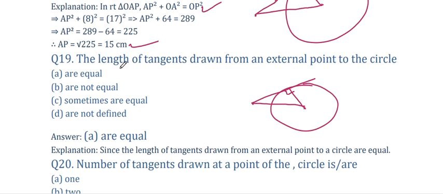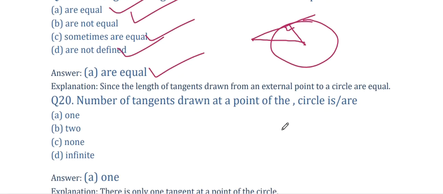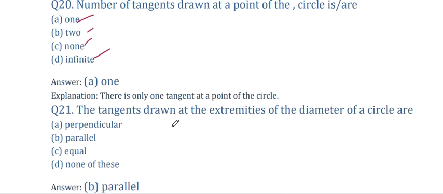Okay. So the lengths of tangents drawn from an external point to the circle are equal or not equal? Sometimes equal, not defined? They are all equal, since the lengths of the tangents drawn from an external point to a circle are equal. Okay. The number of tangents drawn at a point of the circle is one, two, none, or infinite? Only one tangent can be drawn at a point of the circle. Okay, there is only one tangent at a point of the circle.